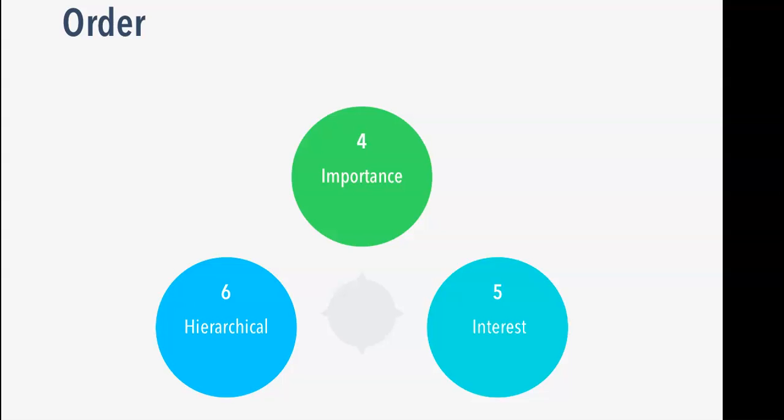Order of importance is exactly what it sounds like. News stories put the most important stuff first. Order of interest is based on the reader. If level of interest is low, then the writer needs to have something interesting very early in their writing. And hierarchical order involves a ranking system of some kind, usually from most to least important.